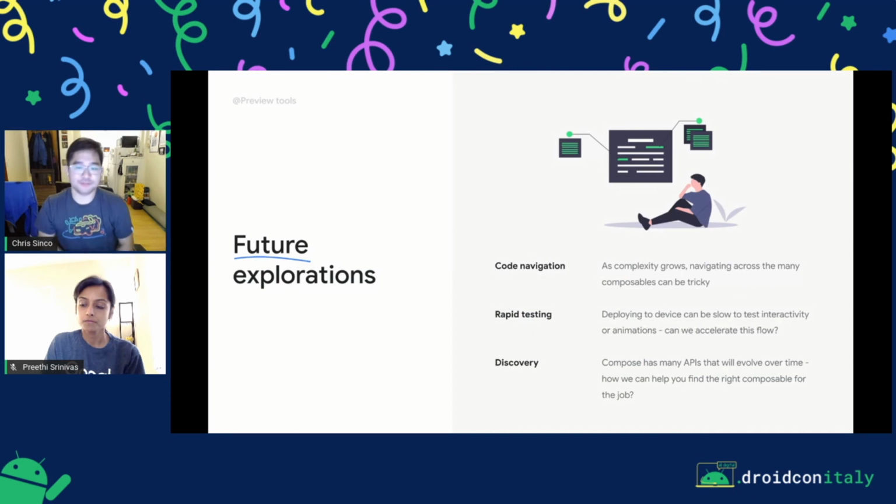And so with the things we learned from the preview tools, there are more things we want to do for the future. One is code navigation. When you're looking at a preview, sometimes it could be a single component, sometimes a screen made of multiple components. Navigating through the code will become trickier as you grow your app and have more and more composable functions. So we want to figure out from a tooling perspective how to make that easier as complexity grows.